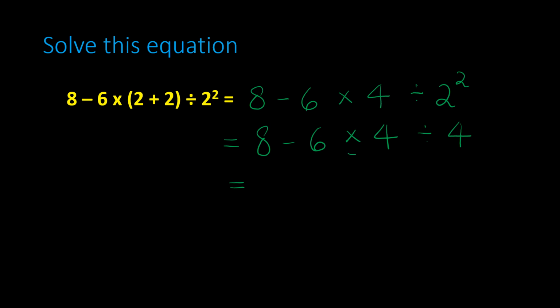Now we have multiply and divide in the same equation. Using the left to right rule, we would do multiply because multiply is on the left side. 8 minus 6 times 4 is 24. Divide by 4. And then now we know divide comes before subtract. So 24 divided by 4 is 6. And finally, 8 minus 6 is 2.